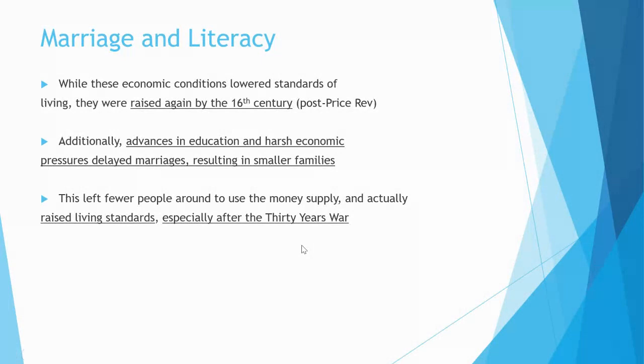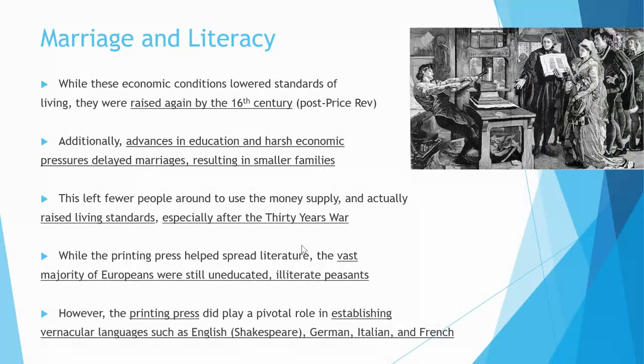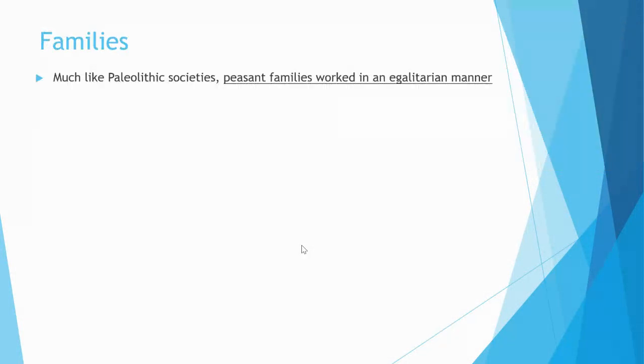Because remember, we said a third of German people were killed from war, starvation, and disease during the 30 Years' War. And if there's fewer people to work, that work then becomes more valuable and can raise the wages. While the printing press helped spread literature, the vast majority of Europeans were still uneducated, illiterate peasants. However, the printing press did play a pivotal role in establishing vernacular or local spoken languages such as English, German, Italian, and French. So let's look at families.